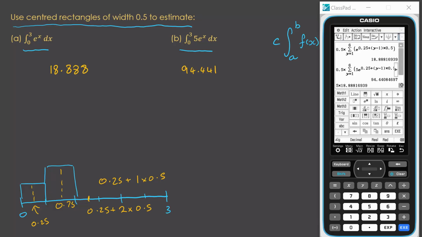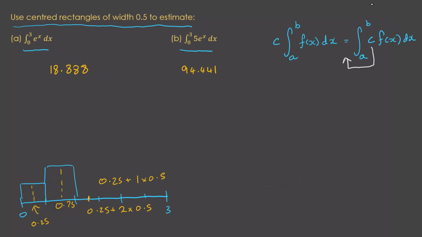And then just below, you can see that if I do 5 times the 18.888 answer, I get exactly the same answer as we have above, except for that very last decimal place there, but that will just be rounding on the calculator. So it appears that this is true from this example, and in fact it does generally apply.